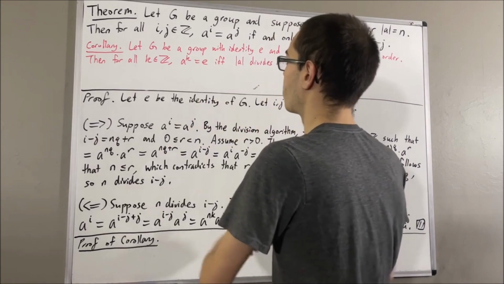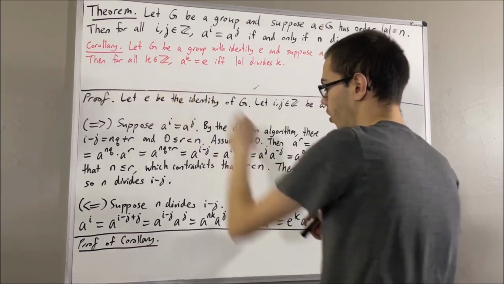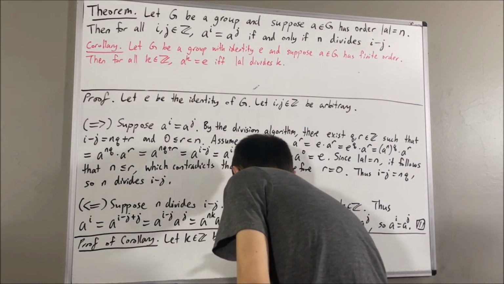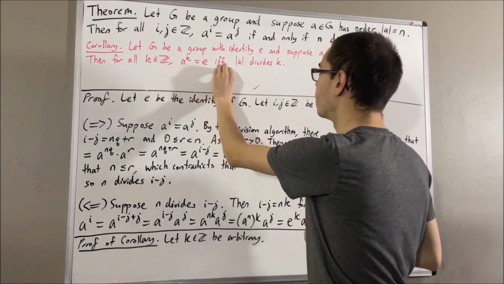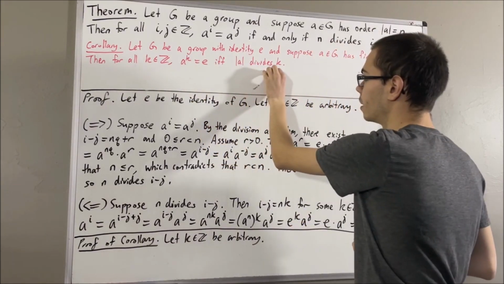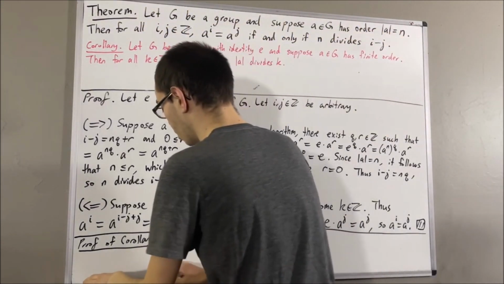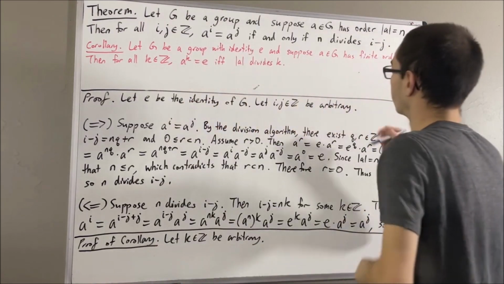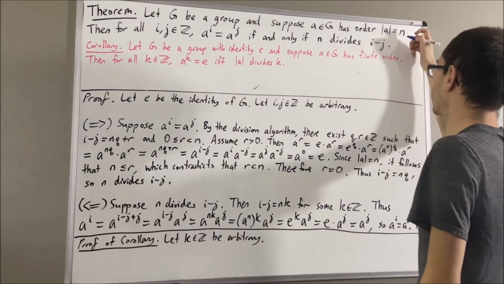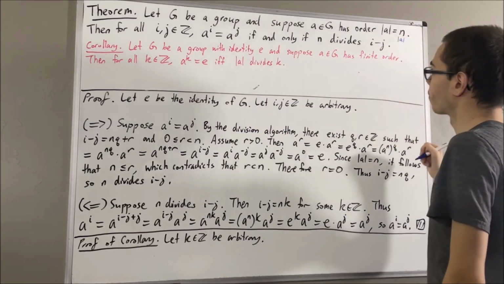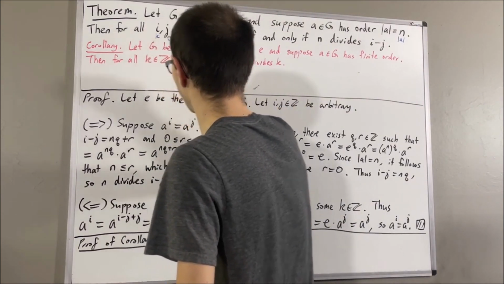well, since we're trying to prove a statement about every integer, let's give ourselves an arbitrary integer. I'll call it k. And now, we want to prove that a to the power of k is equal to the identity element if and only if the order of a divides k. And to do so, we can apply the theorem that we just proved. So applying the theorem, well, since our element has finite order, we're going to take n to be the order of a. We're going to take i to be k. We're going to take j to be 0.